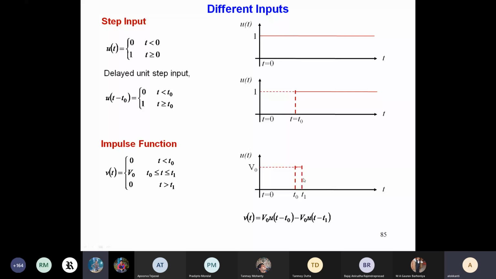Sir, at T equal to T1, we are switching another switch. Okay. So both the components will be there and they are cancelling each other.